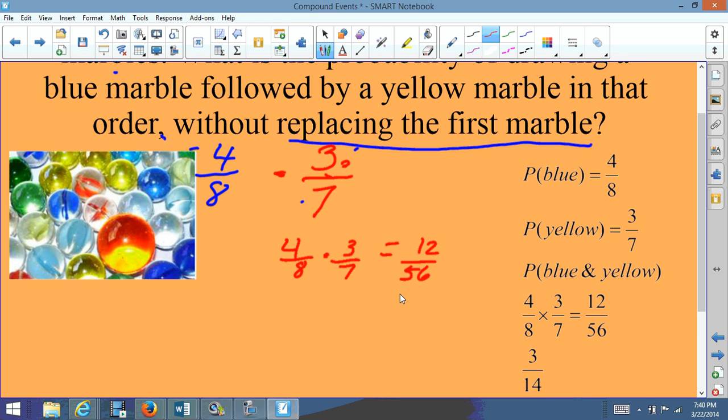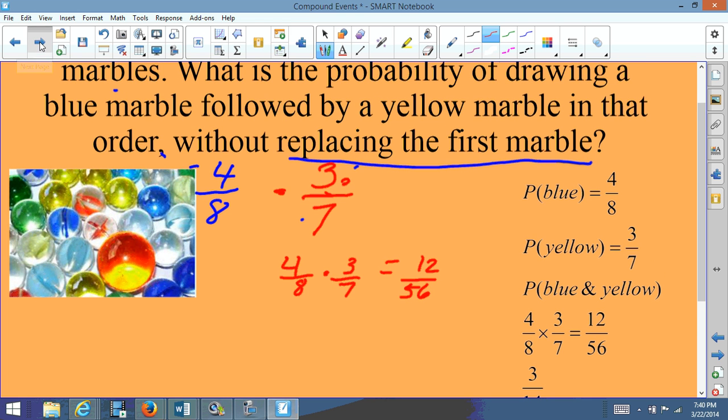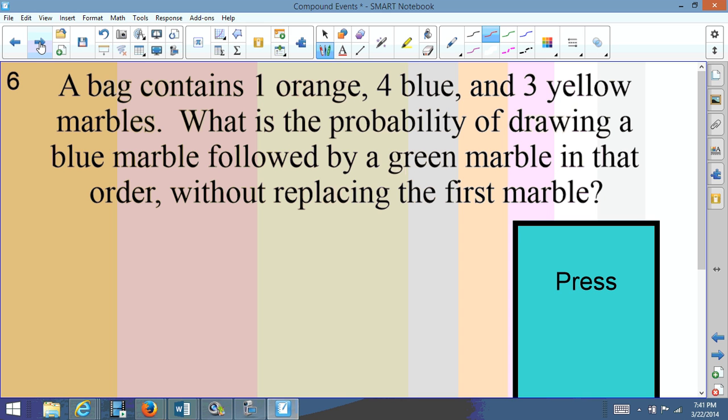So that was a very good question. So I hope you got something out of it. Here's a question for you to try. Again, has one orange marble, 4 blue marbles, and 3 yellow marbles. So you're looking for the probability of drawing a blue marble followed by a green marble in that order without replacing the first marble. So that's important. So think about it. That's a pretty good question.